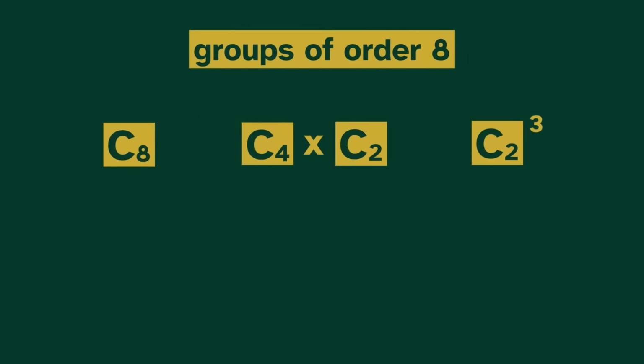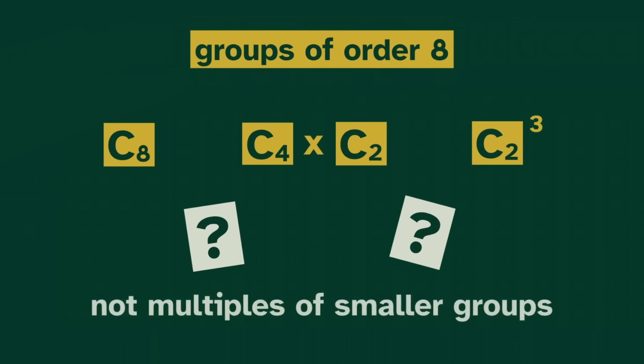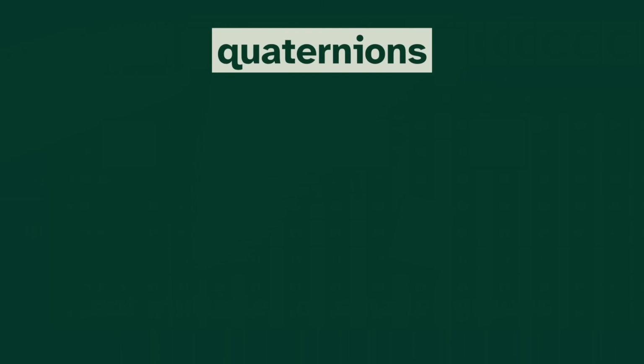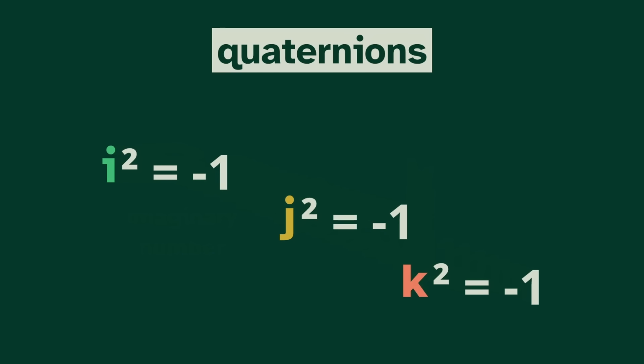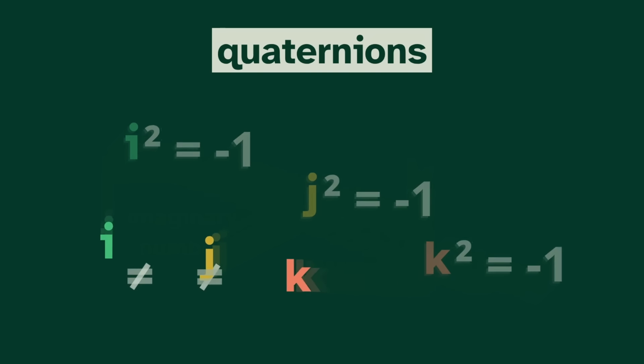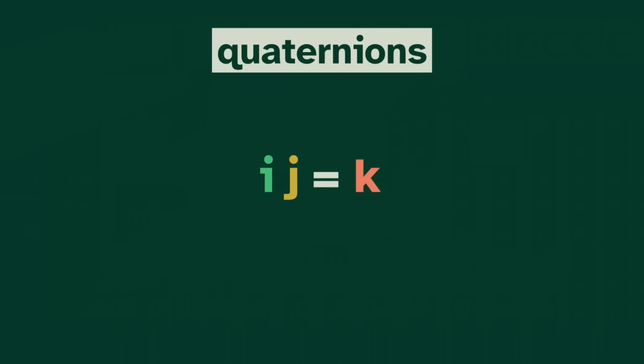So now we've seen these groups of order 8, but there are still 2 more, and these 2 are not multiples of smaller groups. The first one is the quaternions. Oh, is that the IJK thing you're always talking about? Yes, it is. We have the imaginary number i, and i squared is -1. But j squared and k squared are also -1. And i, j, and k are all different. i times j equals k, and that seems like a problem.